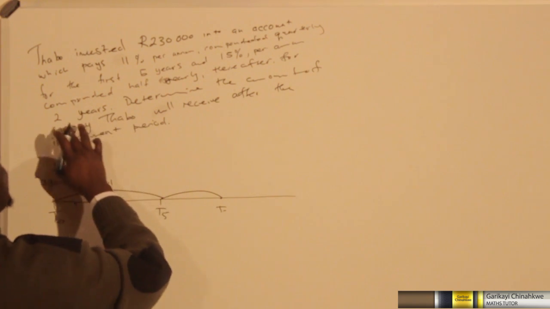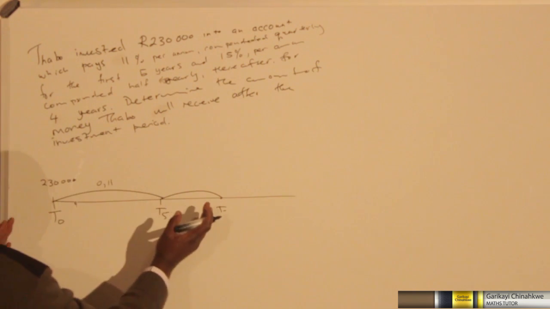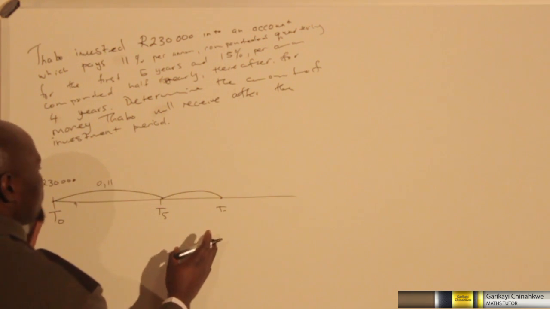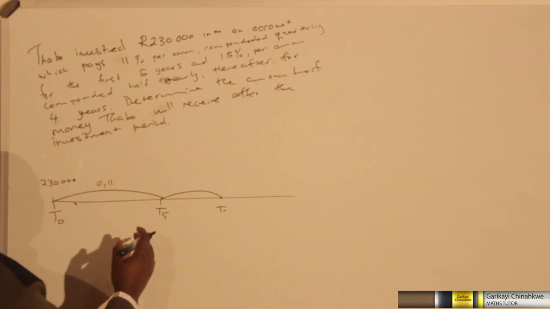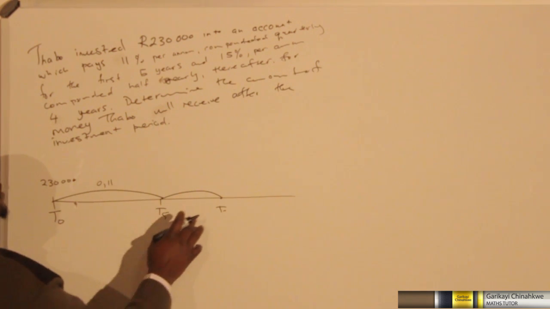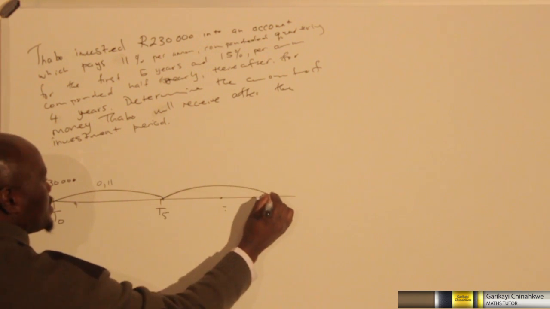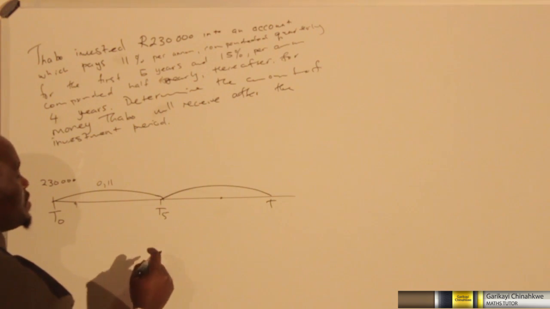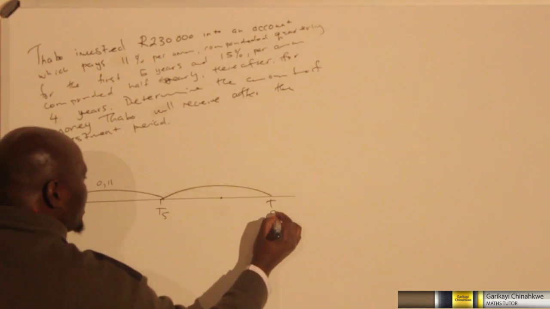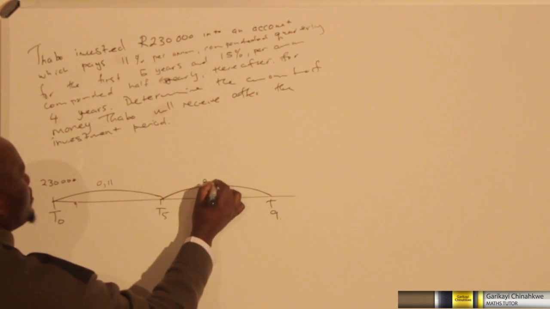Or let me say maybe for 4 years. I don't want the period of investment to be 7. I just want to change it so that it's different from the first example. So it's for 4 years. So this is for 4 years, from T5 to T9, at 0.15.